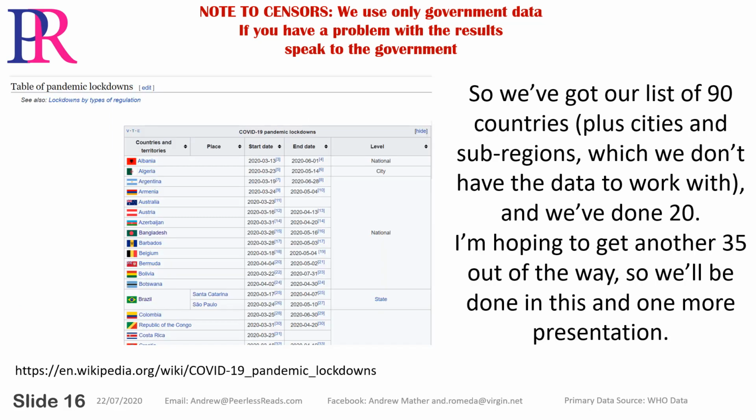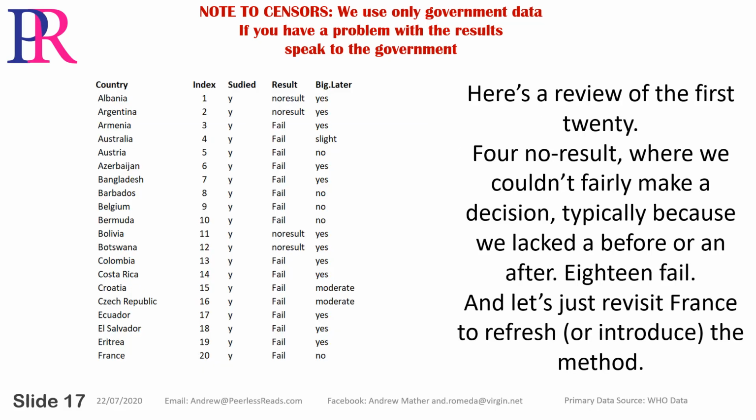So we've got our list of 90 countries plus cities and subregions which we don't have the data to work with, and we've done 20. I'm hoping to get another 35 out of the way, so we'll be done in this and one more presentation. Here's a review of the first 20: for no result, where we couldn't fairly make a decision, typically because we lacked a before or an after, 18 fail. And let's just revisit France to refresh or introduce the method.